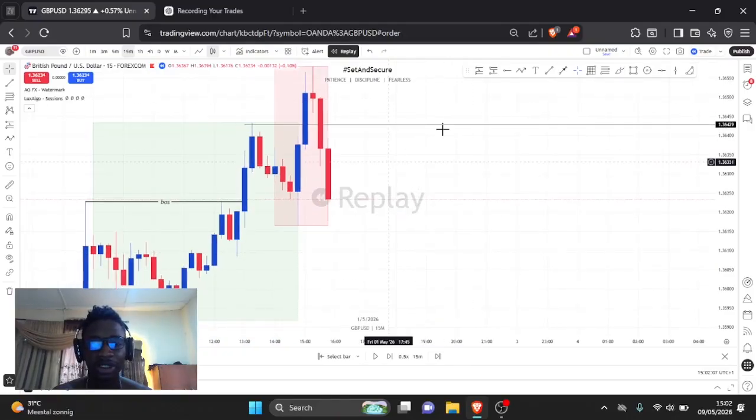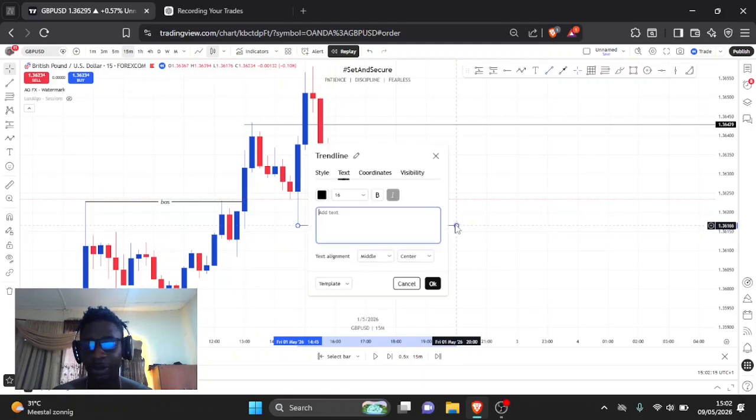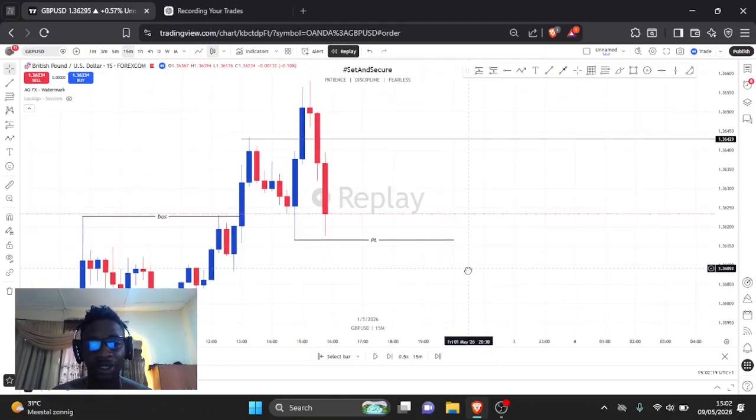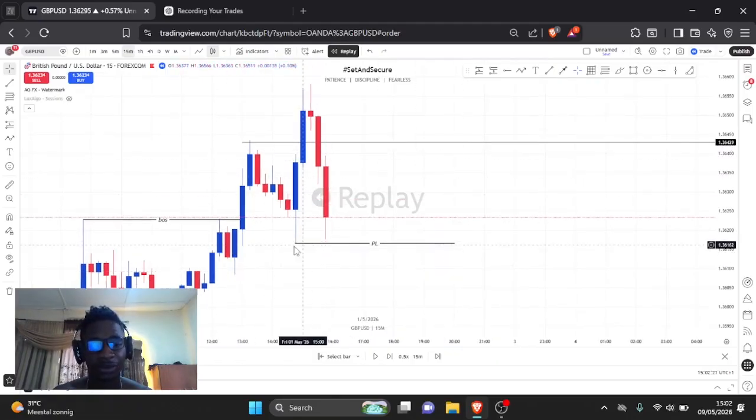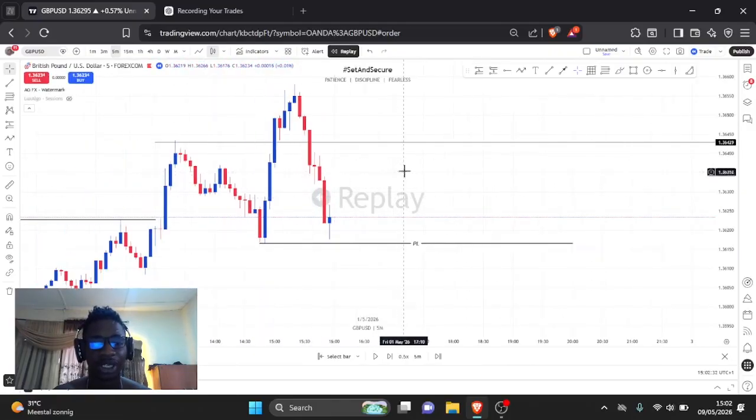Right, so this is the next protected low. And what were we taught about a protected low? If a protected low gets broken, it actually turns to a change of character. Normally, we would have waited for this, but due to the fact that we've had a liquidity sweep, I love to enter my trade quick and early, so I can utilize my risk to reward.